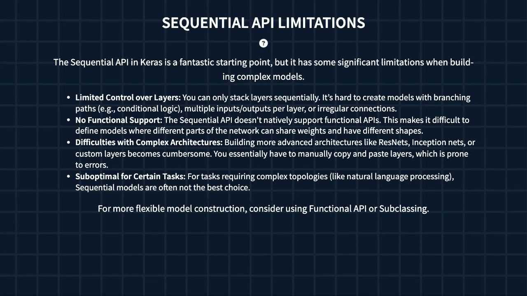Okay, let's talk about some drawbacks of using the Keras sequential API when you're building your deep learning models. The main thing is that it's really good for simple, straightforward architectures like a basic feed-forward network. But if you start getting into anything more complicated, things get tricky pretty quickly. You have limited control over how layers are connected, and creating branching paths or even sharing weights between different parts of your model becomes incredibly difficult. It's also tough to build advanced architectures like ResNets or Inception nets with just the sequential API. You'd essentially be copying and pasting layers manually, which is a recipe for errors. If you need more flexibility, then definitely explore the functional API or even subclassing techniques.